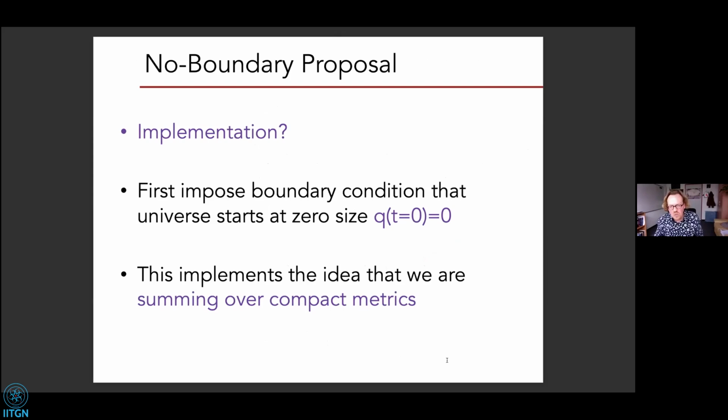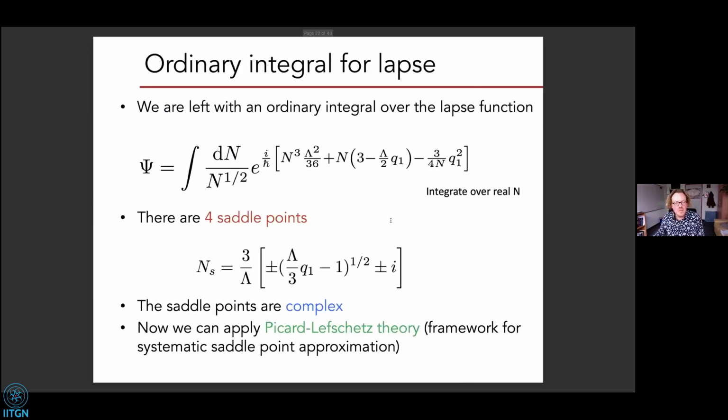The question now is, how do we, in practice, actually implement the no boundary proposal? As I said at the beginning, the idea was that it should be defined as a sum over compact, regular Euclidean metrics. Now, it seems impossible to impose compactness and regularity together, hence we should try something. It was always considered that compactness was the most important condition. So really we should start by summing over metrics that start at 0 size. Now this can be done.